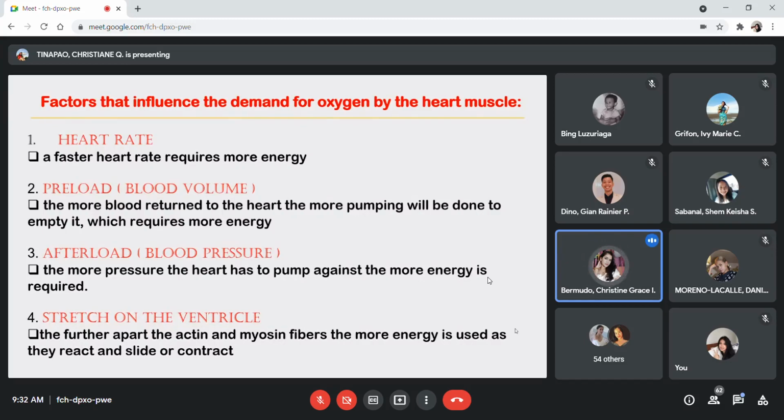Let's proceed to the afterload, or the blood pressure. The more pressure the heart has to pump against, the more energy it requires. Next, and the last one, is the strain on the ventricle, or the stretch in the ventricle. The farther apart the actin and myosin fibers are, the more energy is used when they react and slide or contract.